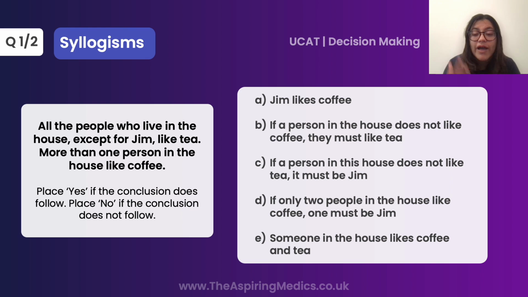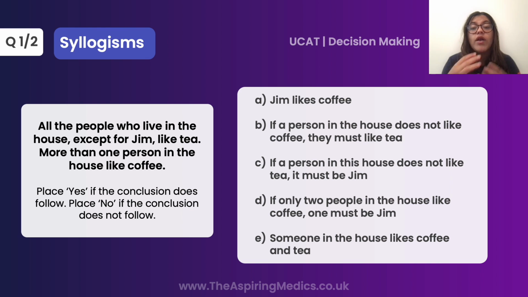And you have 5 statements here. This is not a multiple choice question. You have 5 statements, and you need to drag and drop a yes or no for each of these statements based on the information or premise that you're given. And the premise that you're given is all the people who live in the house except for Jim like tea, and more than one person in the house likes coffee.